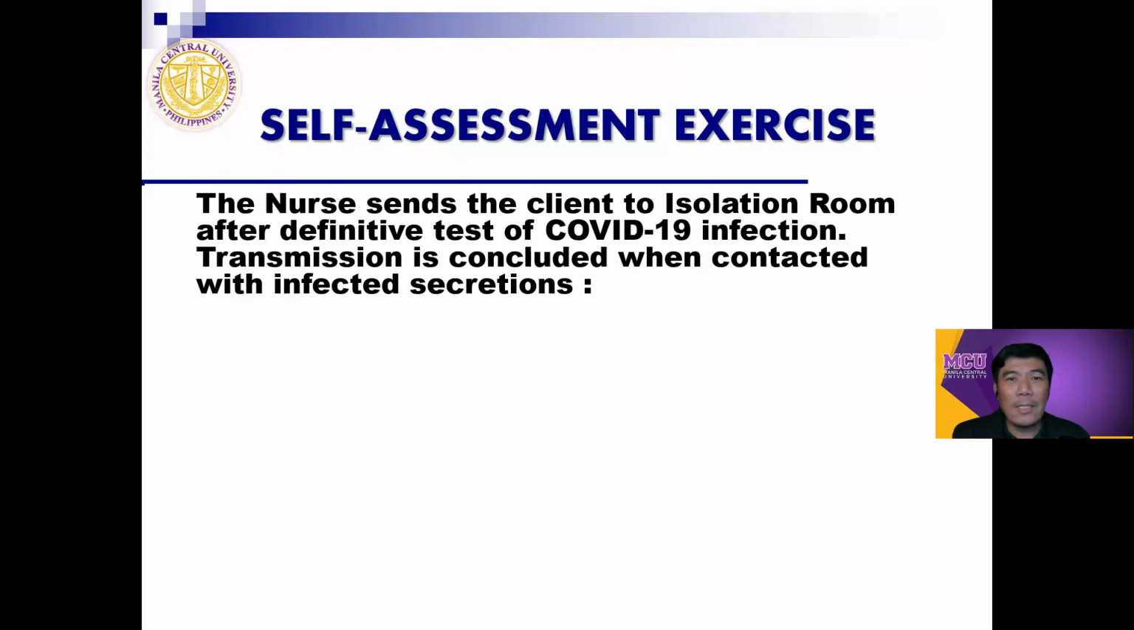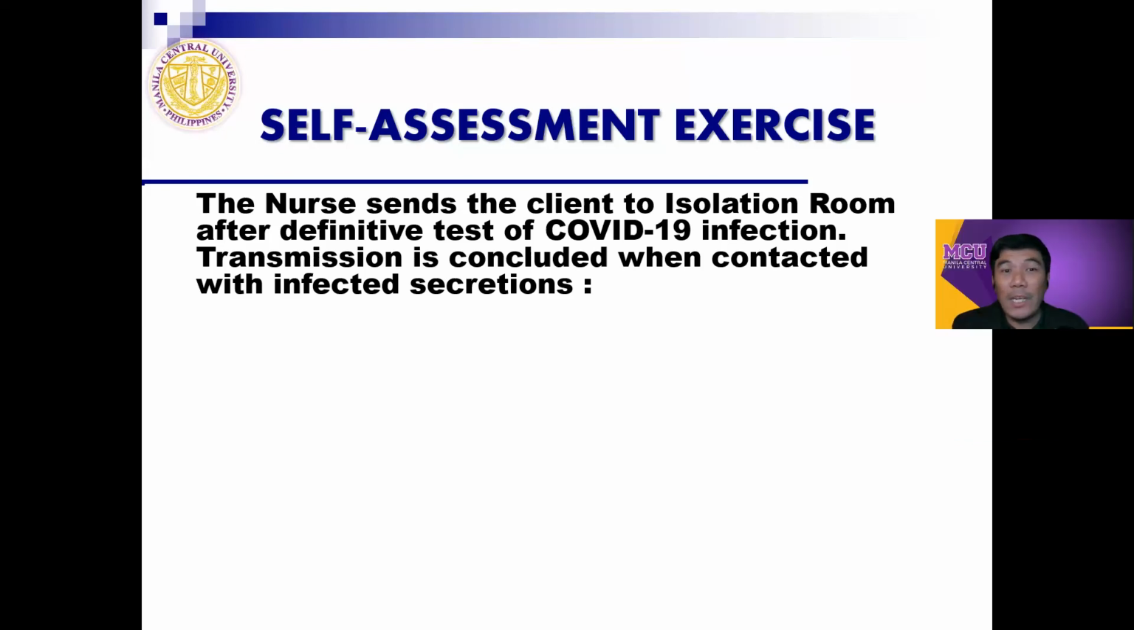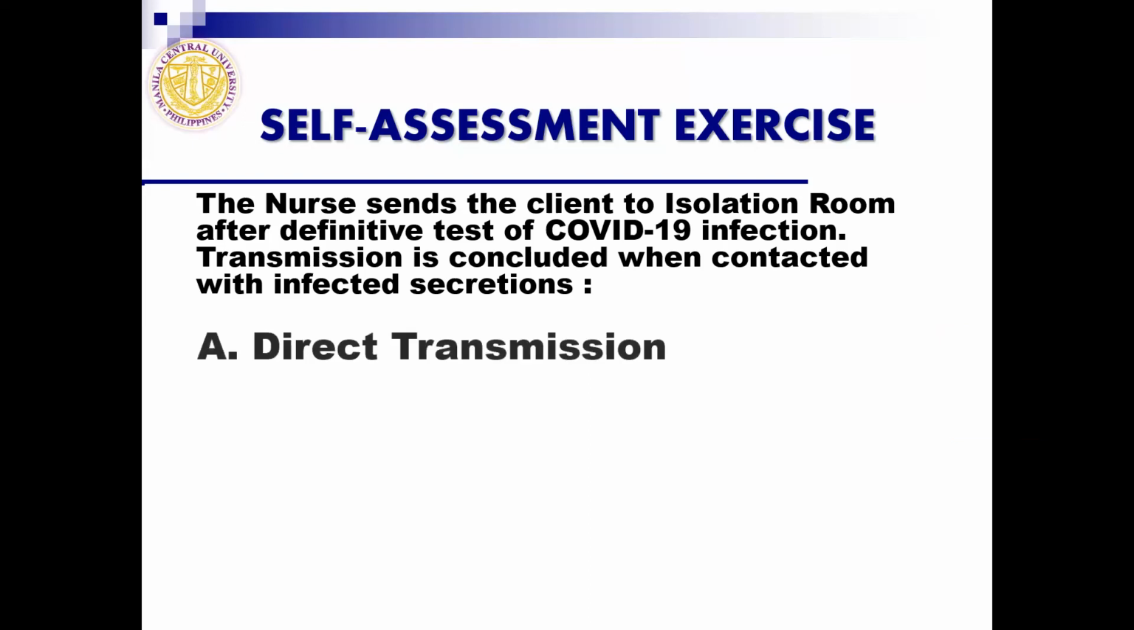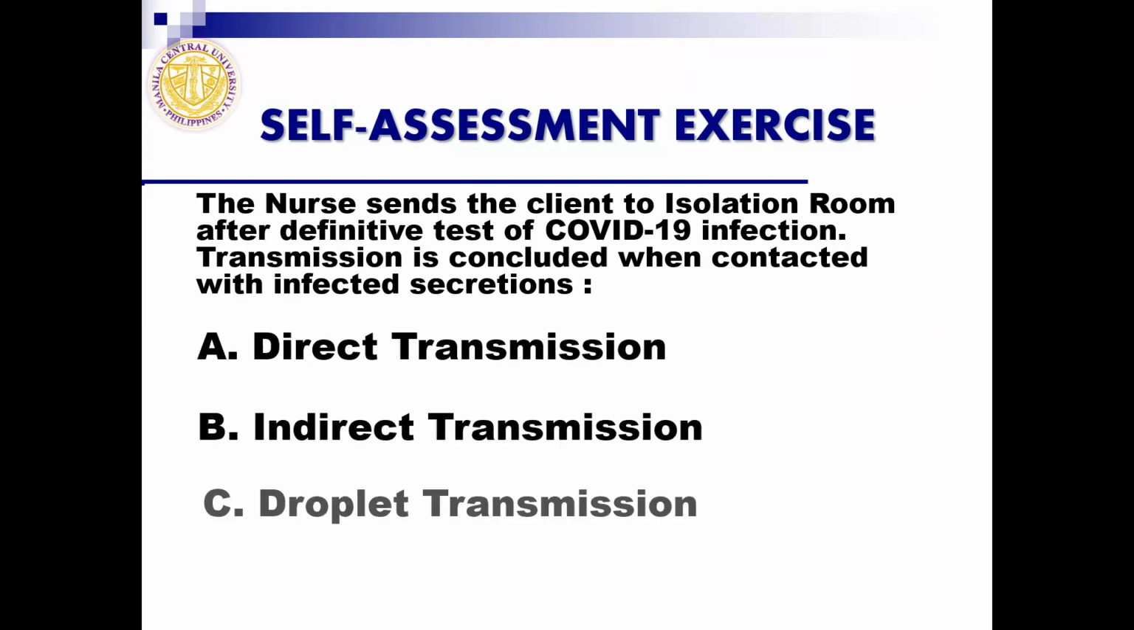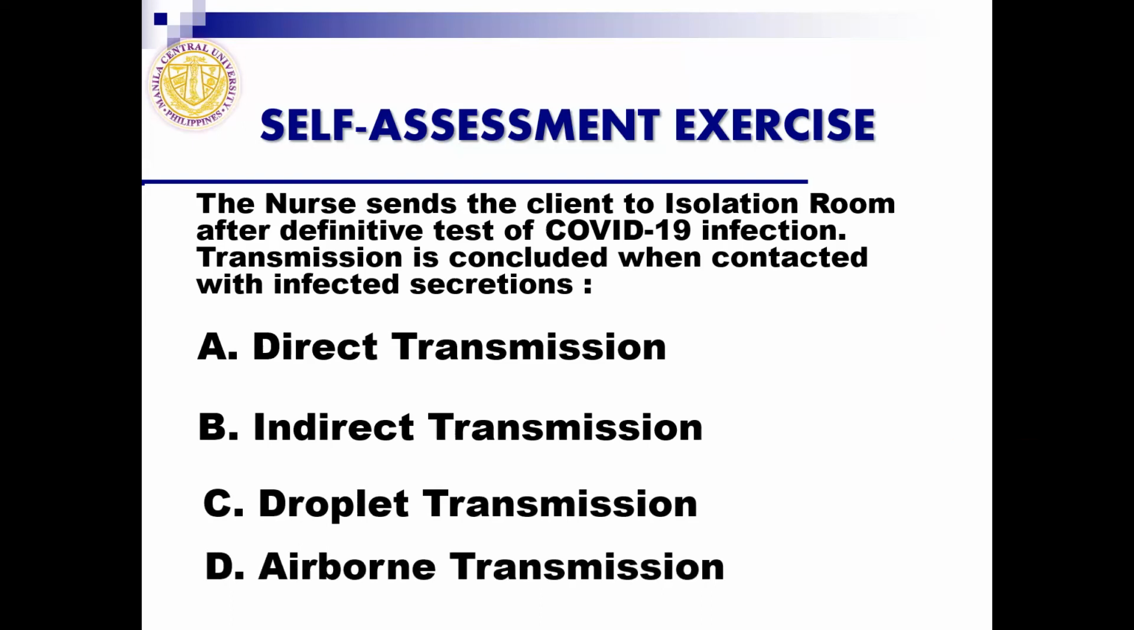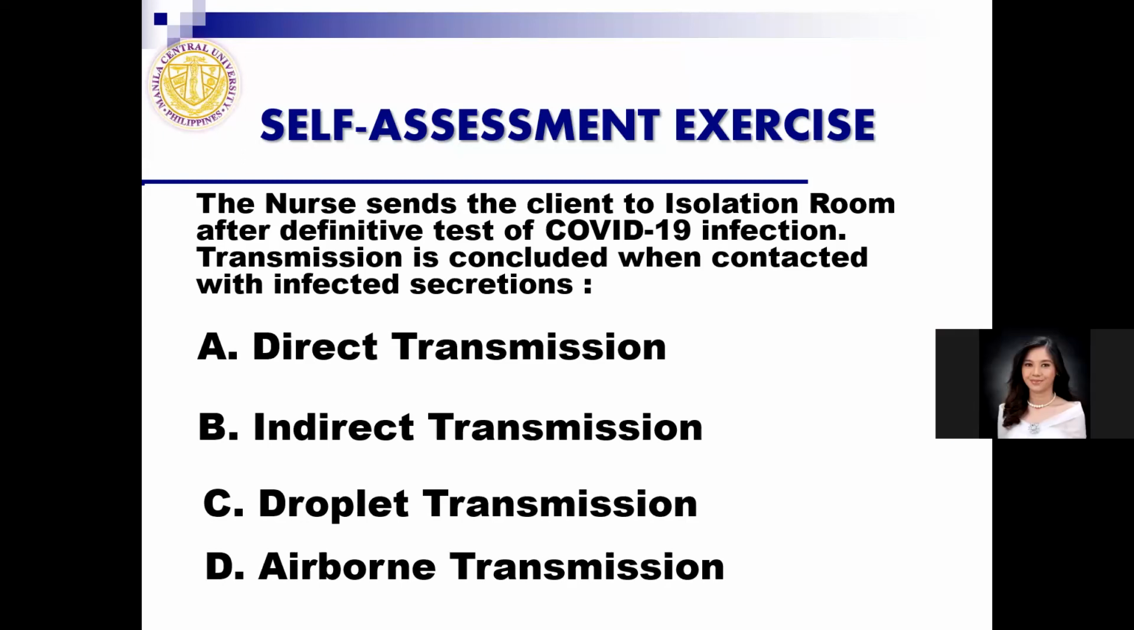The nurse sends the client to isolation room after definitive test of COVID-19 infection. Transmission is concluded when contacted with infected secretions. Direct transmission, indirect transmission, droplet transmission, airborne transmission. This talks about the COVID-19 infection. The transmission is concluded when contacted with infected secretions. Okay, infected secretions. So we're still 15 and I may need at least 30 students. I hope you know the answer.